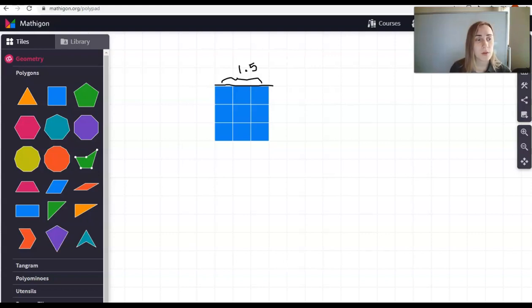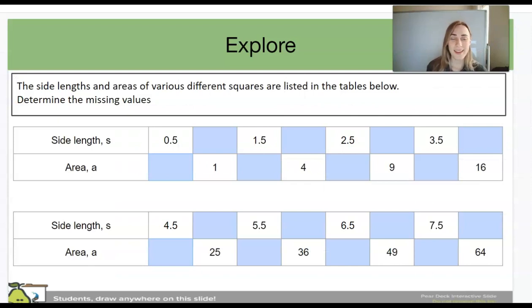And so think about, what do you know about squares? What's special about them? And how could you use this visual to help you figure out the area when a side length is 1.5? And you can think of each of these little squares as a half unit squared. So imagine, what would that be? How could this help you find your area? So now let's go back to the table. Hopefully this helped if you weren't sure how to start. Again, you can get to this screen under mathigon.org/polypad.